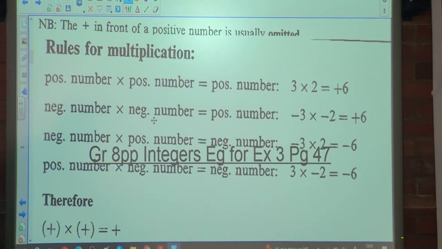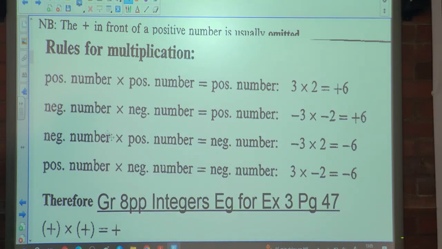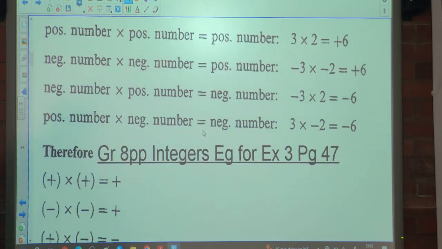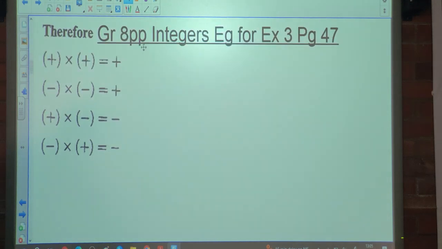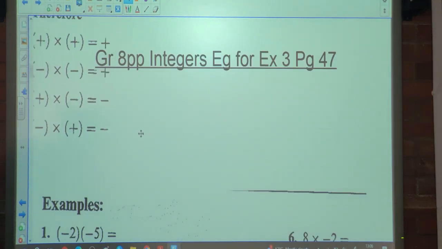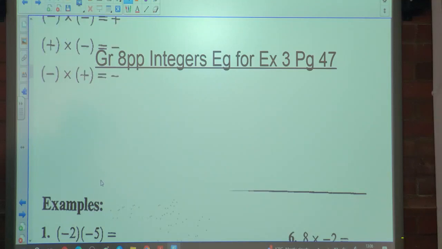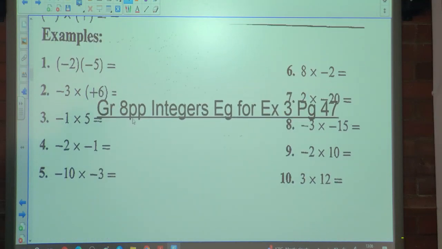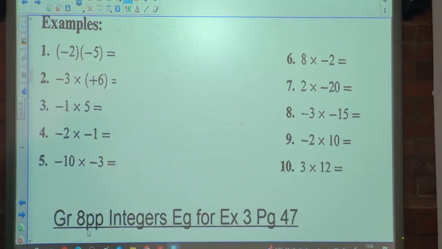Rules for multiplication, we made these notes as well. We said that a positive number times a positive number is always positive, a negative times a negative is always positive. A negative times a positive is negative, and a positive times a negative is negative. Okay? And they gave a couple of examples from the table as well. We made that note as well. And then you had to do these examples already.